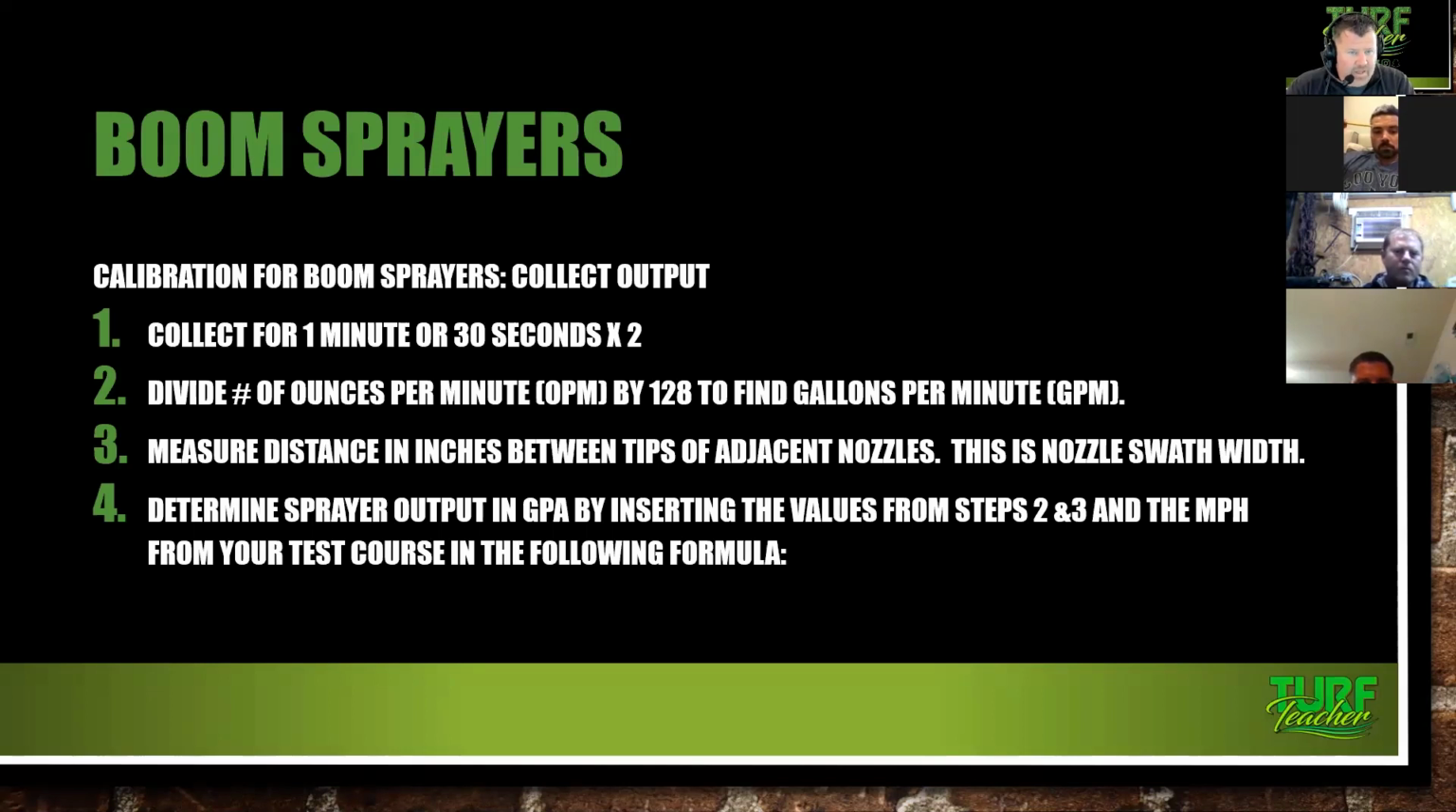And so collect the output, collect for 1 minute or 30 seconds times 2, and divide the number of ounces per minute, OPM, by 128 to find the gallons per minute. Measure the distance in inches between the tips of the adjacent nozzles. This is your swath width. Then determine sprayer output in gallons per acre by inserting the values from steps 2 and 3 and the miles per hour from your test course in the following formula.